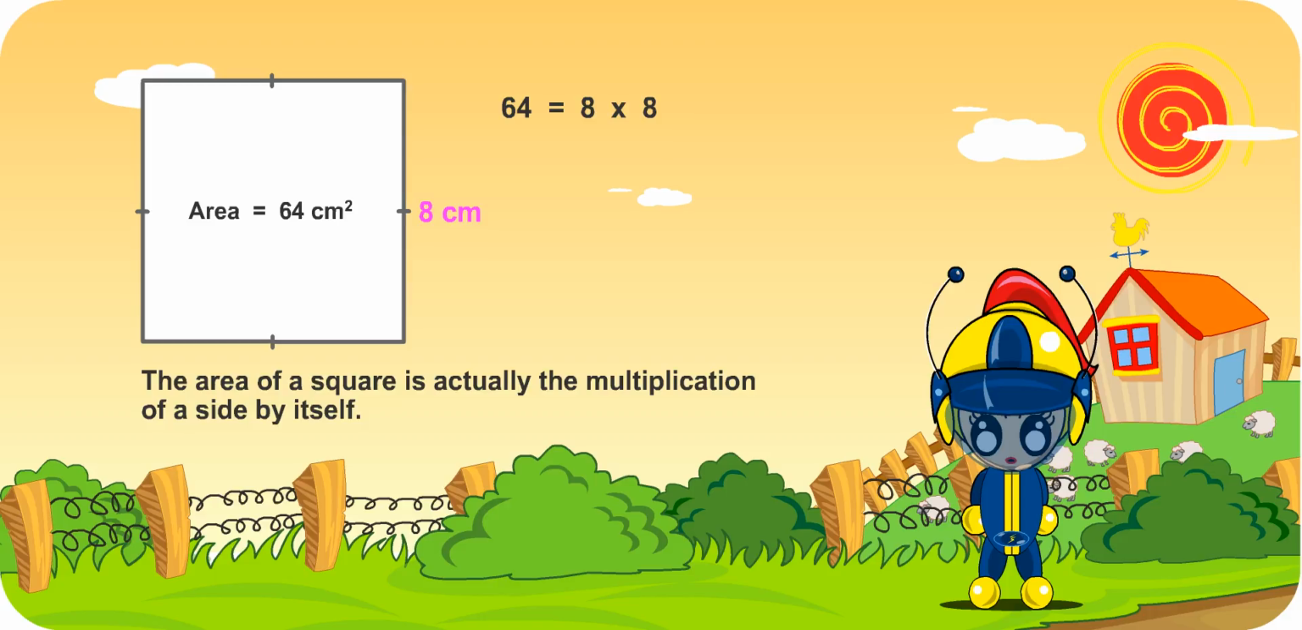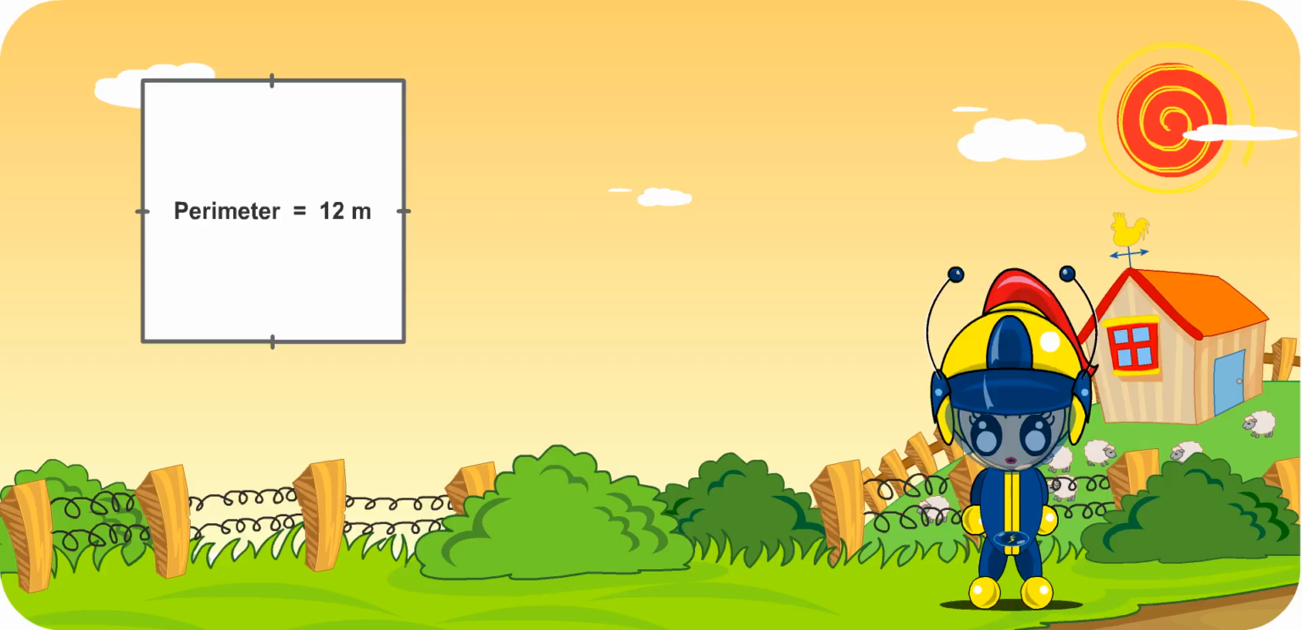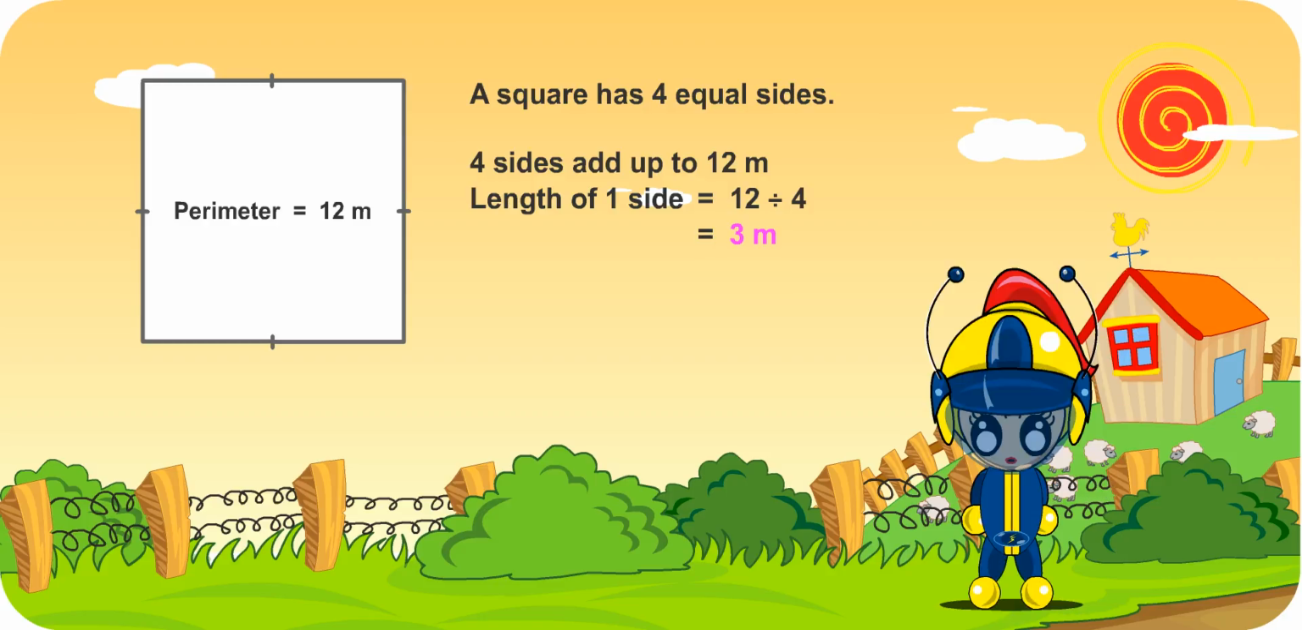Now, let's try another different question. The perimeter of a square is 12 meters. Find its area. To find the area, I need to first find a side. We know that the four sides of a square are all equal, since four sides add up to 12 meters. Thus, each side is 12 divided by 4, which equals 3 meters. Thus, its area is 3 times 3, which equals 9 square meters. Right, teacher? Yes, clever girl.